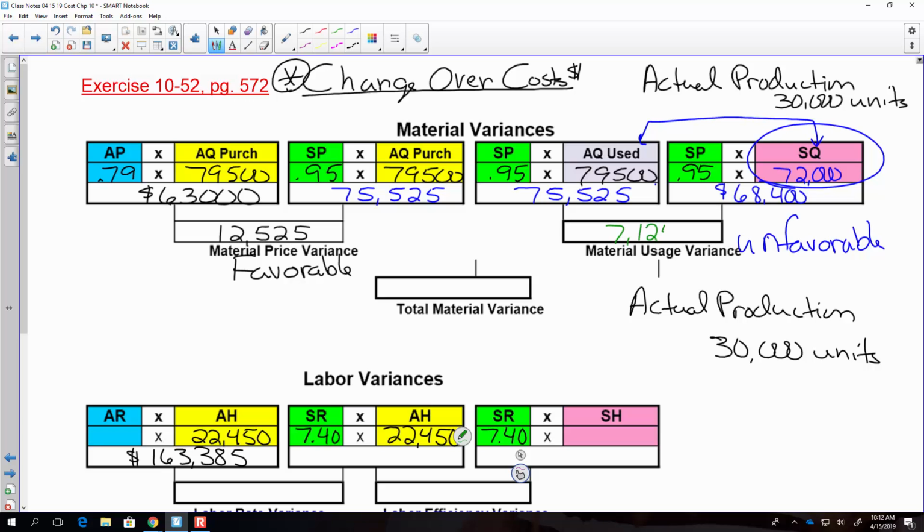7,125, and a total variance, 5,400. Which direction? Unfavorable. Yeah. Okay, that's it for material.